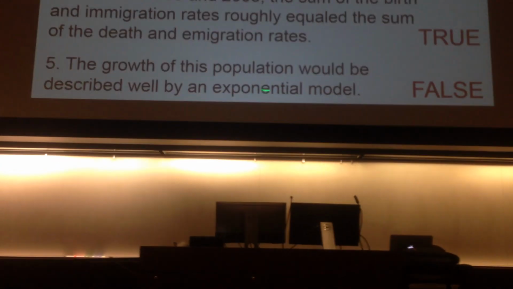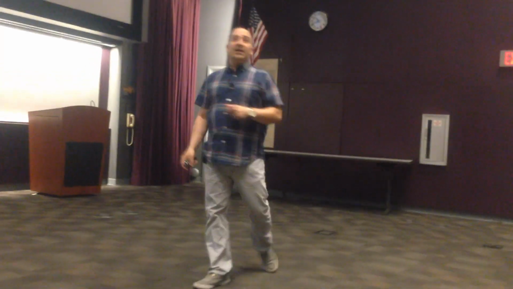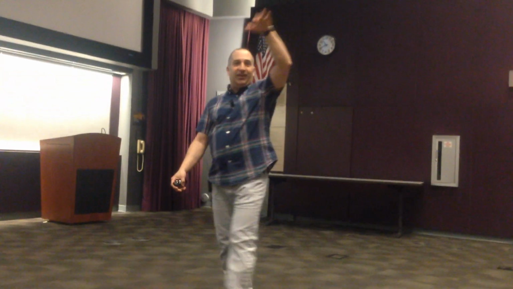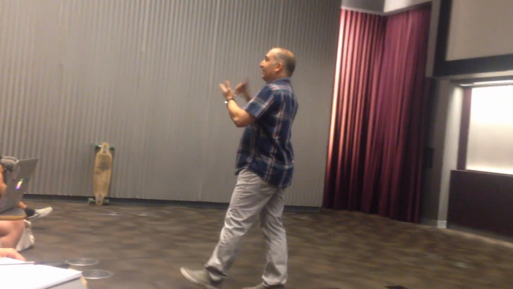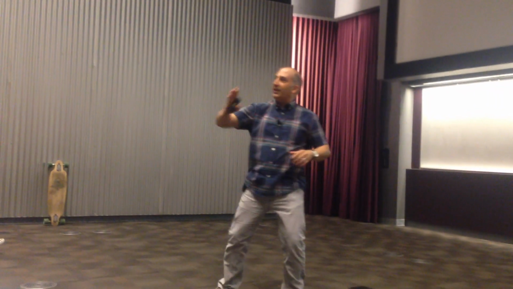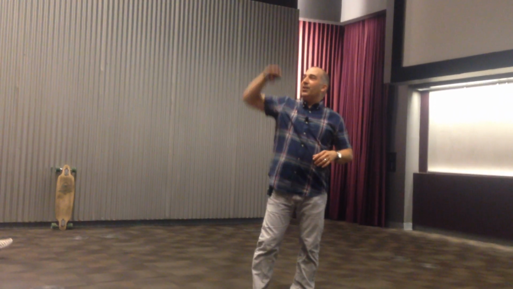This is true. The growth of this population would be described well by an exponential model. That's false because the population was doing all kinds of crazy things, right? It was never just growing or shrinking. It was always changing, probably according to some process that made the birth rate and the death rate change over time. And the exponential model assumes the birth rate and the death rate don't change over time, right? And that the immigration and the emigration rates are equal. Any questions on this model or the logistic population growth model that goes like that? Because those are the ones we're going to build on today.